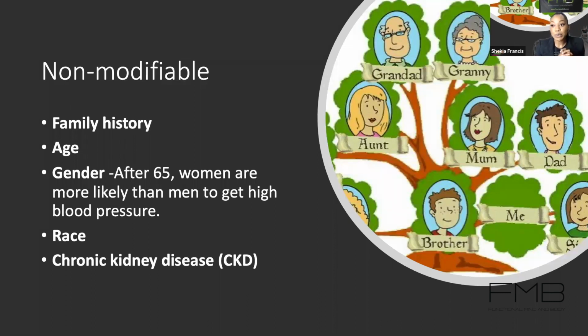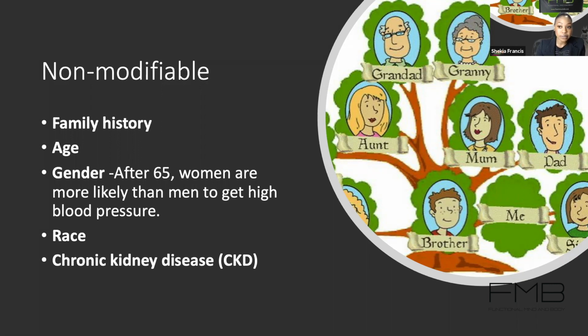Non-modifiable risk factors. So risk factors that you can't change in terms of your likelihood of having high blood pressure as you age. So first one is family history. If your parents or close blood relatives have high blood pressure, there's an increased chance for you to have high blood pressure. Another one we can't change is age. So the older you are, the more likely you are to get high blood pressure.